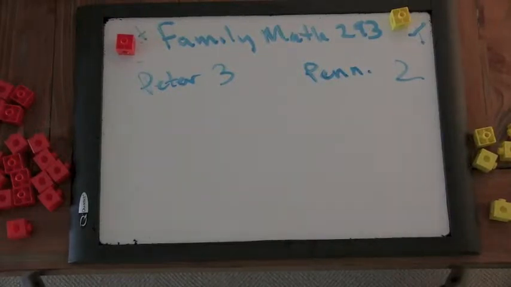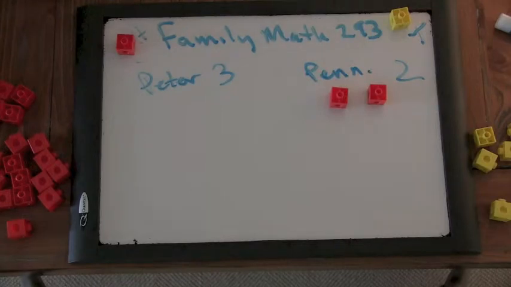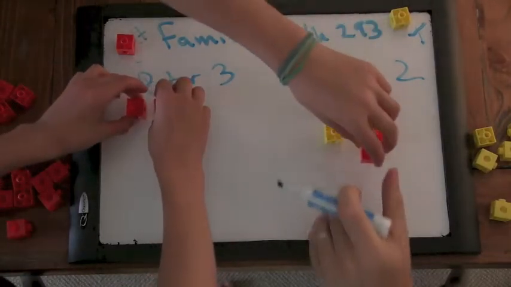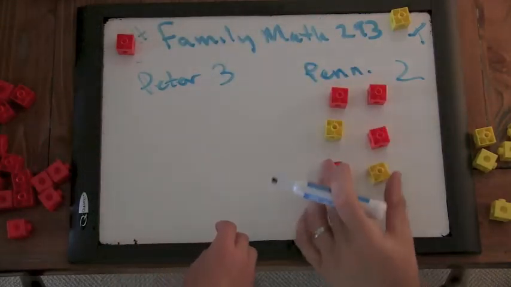Okay, so let's see if we can understand. Peter has 3 and Penelope has 2. So we already did the case with 2, right? So why don't we set up those? I'll start to set up Peter's. Well, hold on. We'll do it all together.